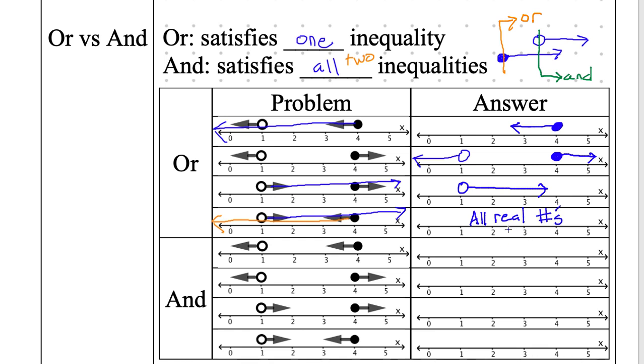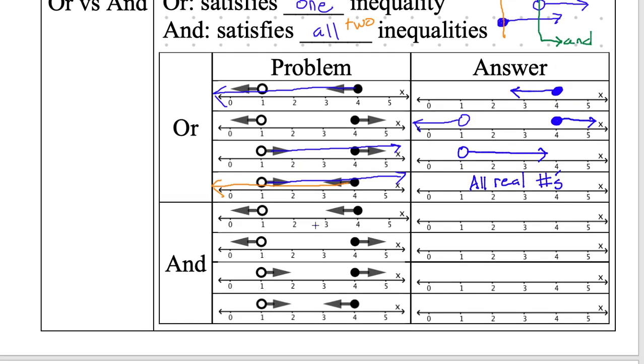Everything is an answer. No matter where I go, everything is an answer. There's at least one line everywhere. Okay, let's switch to AND. AND is a little bit trickier.